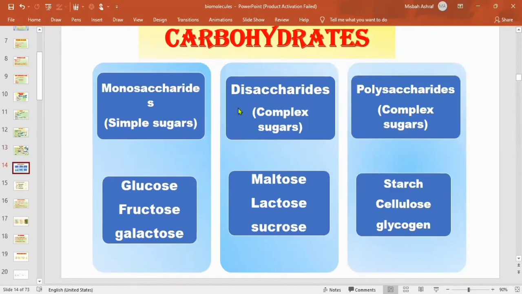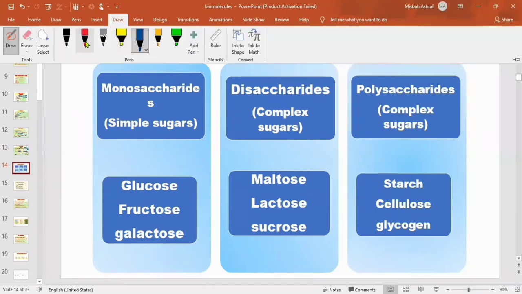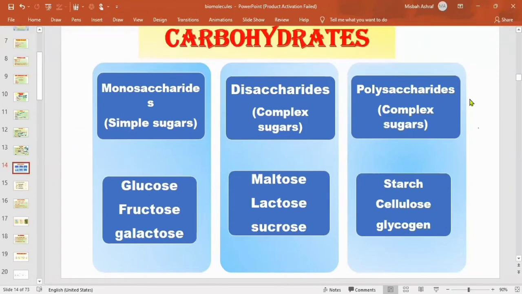Carbohydrates are divided into three types. One are the monosaccharides. Monosaccharides means they have the single unit. Right? Elements we have studied which are present in the carbohydrates, they are carbon, hydrogen and oxygen. These elements are combining with one another and they are forming the simple units. Simples ko hum bolte hain monosaccharide, like this one unit.